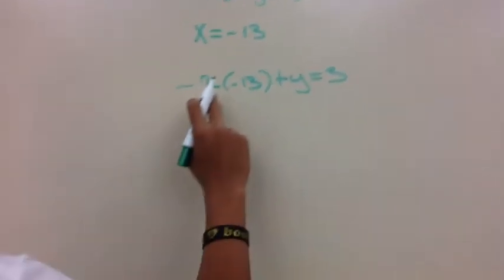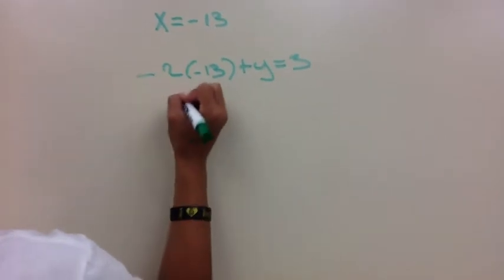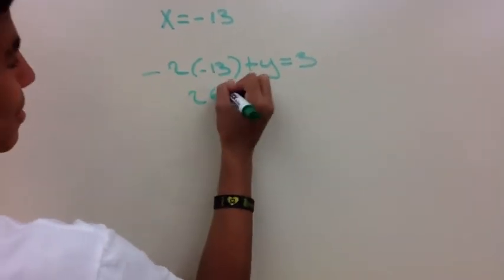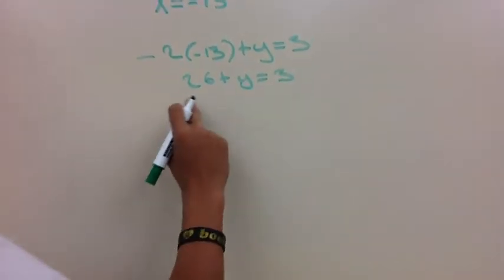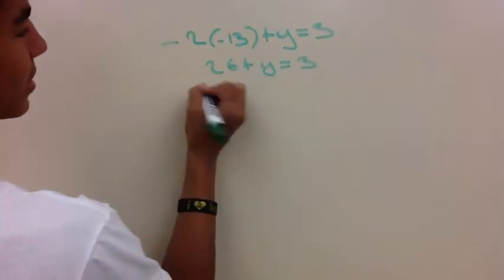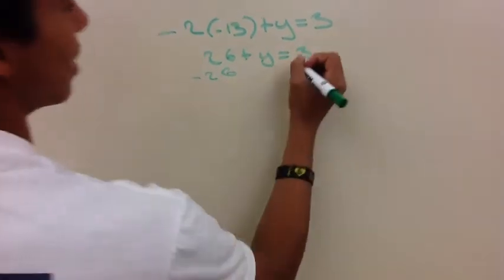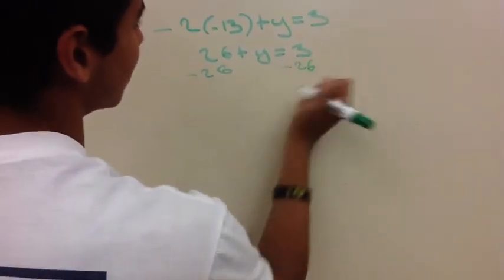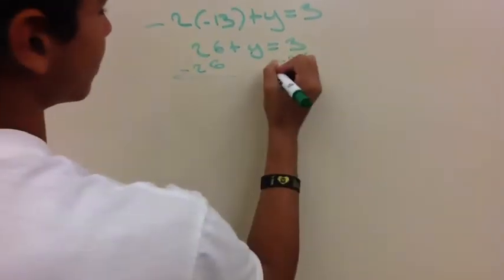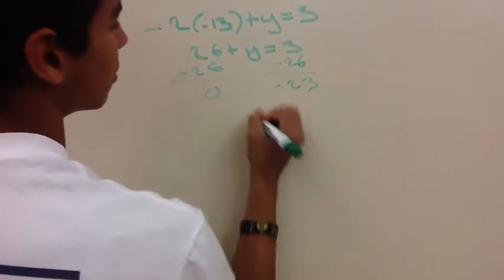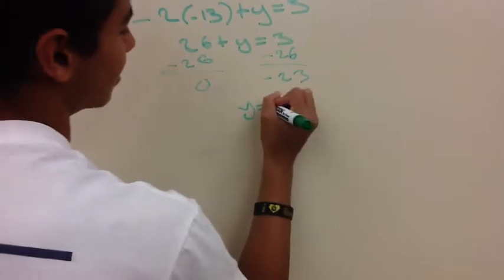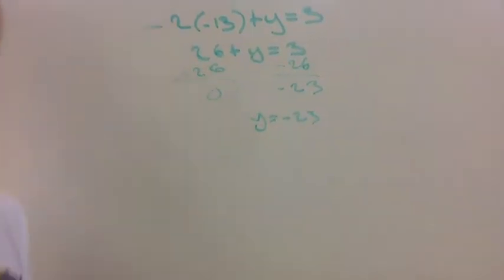So we have to use PEMDAS, so negative 26 plus y equals 3. And we have to cancel out this by subtracting by 26. And we have to also subtract this by 26. So y should equal negative. That is kind of fine.